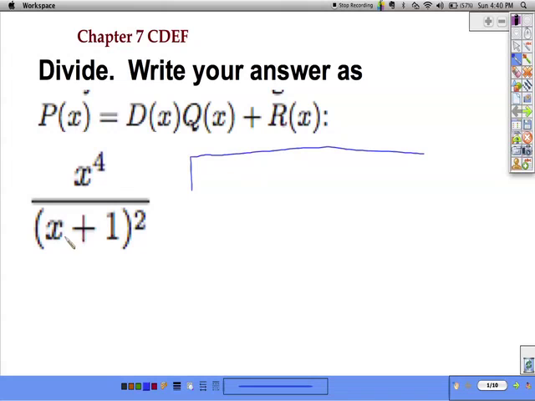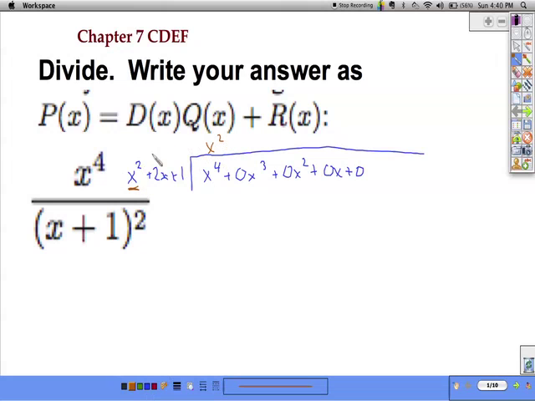So the thing I'm dividing by is (x plus 1) squared. In order to do this division, I need to expand that to be x squared plus 2x plus 1. The polynomial is x to the fourth, but I need to write out all of the terms all the way down to the constant. And the process we're going to use for long division is, what times x squared gives me x to the fourth? Well, x squared times x squared.